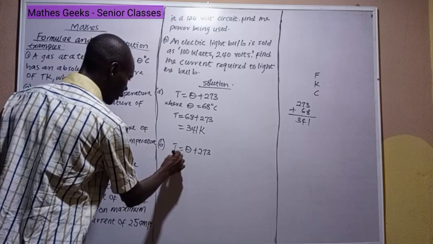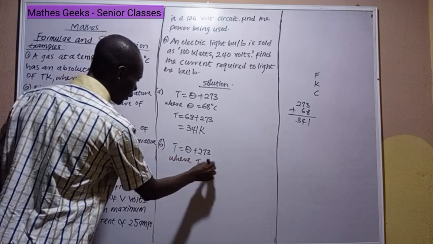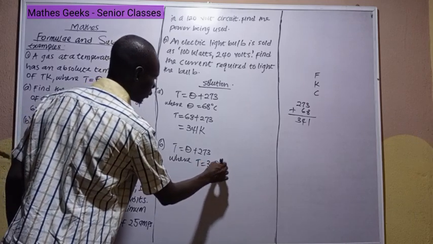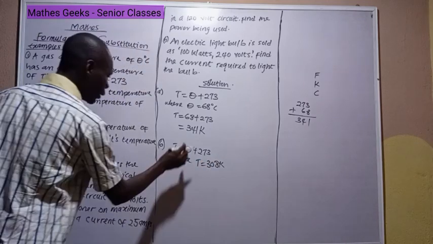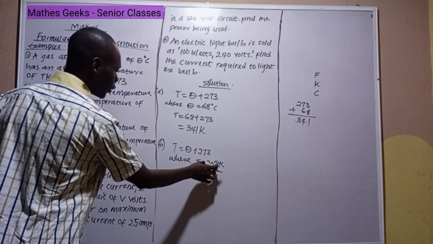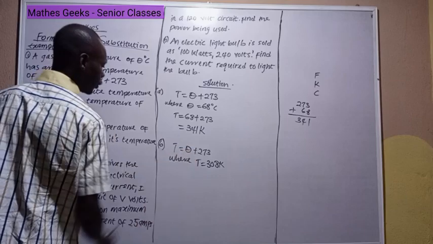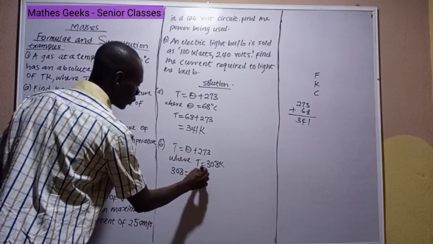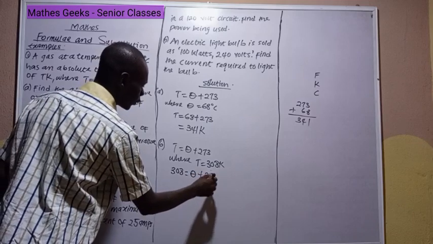So we say where T is equal to 380 Kelvin. So since T is equal to theta plus 273, we put 380 in place of T in this equation. So 380 is equal to theta plus 273.